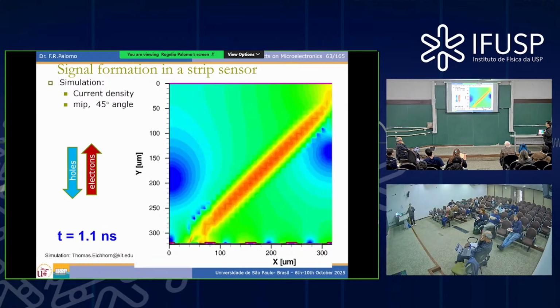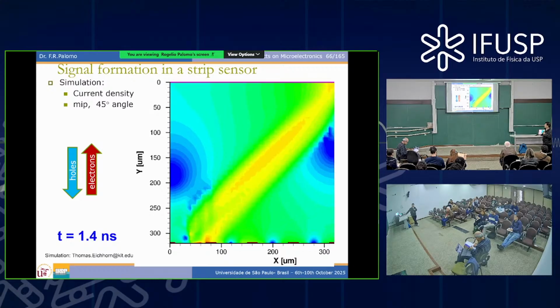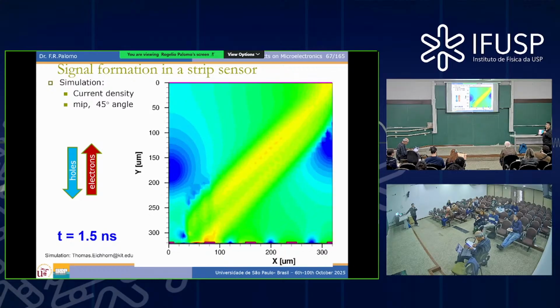Okay, a lot of charge. Charge is starting to move. For that reason, the color is changing. 1.1 nanoseconds, 100 femtoseconds after the initial hit, the creation event. And you can see here that charges have started to be collected in the electrodes, holes, because this is P in N, so we are collecting holes. 1.2, 1.3, 1.4. This took a month of simulation.